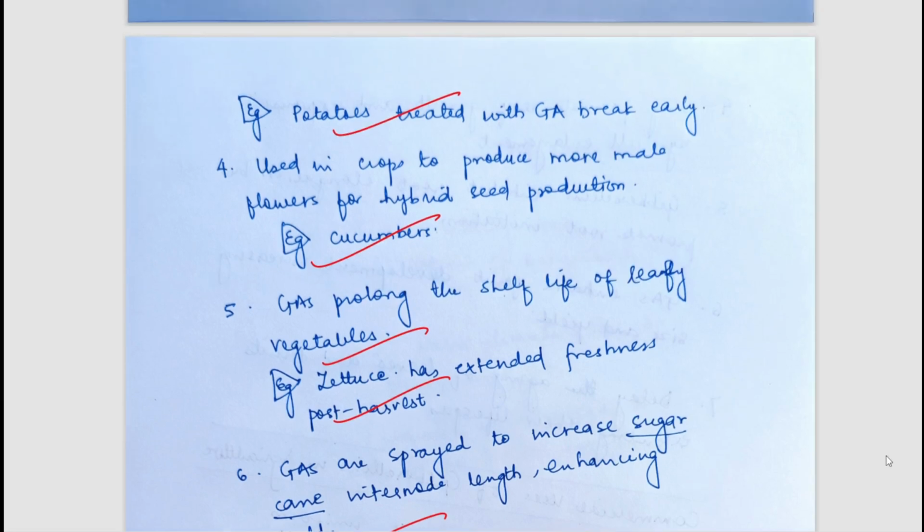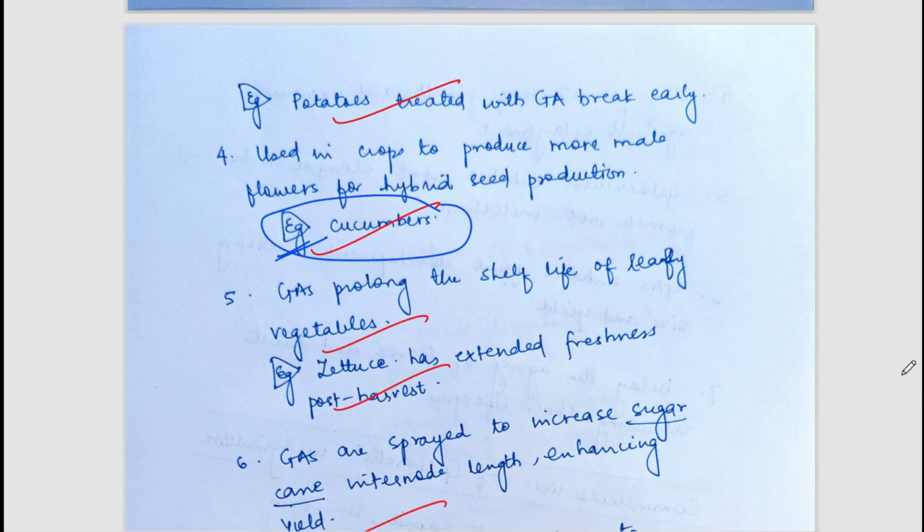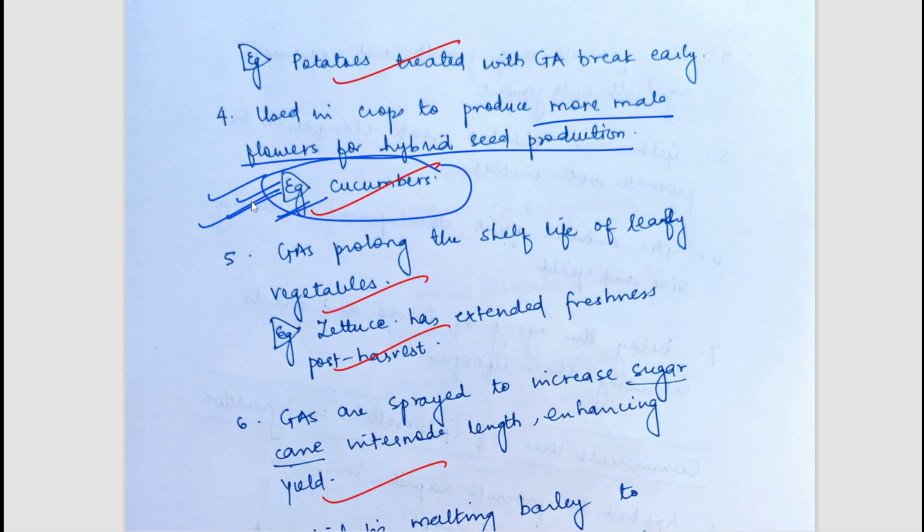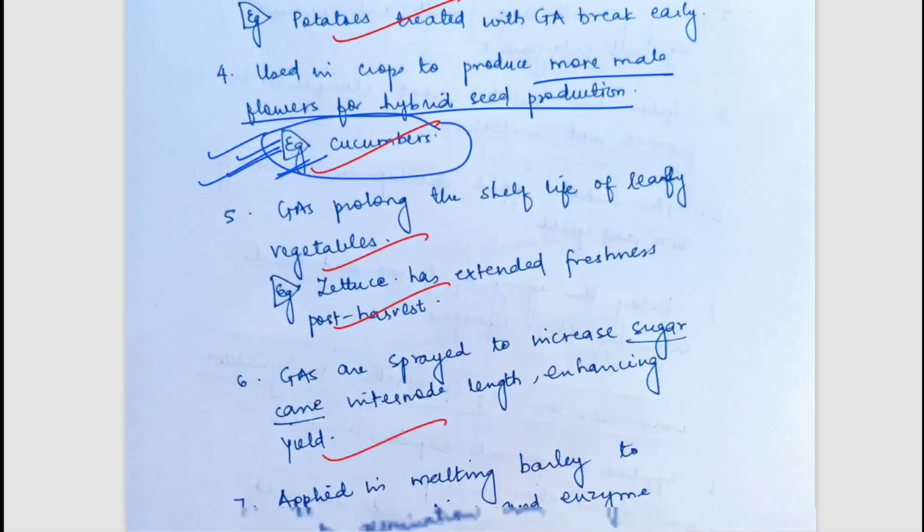I think some varieties could be mentioned here, or you can give some more specific examples. For example, you can see an example of cucumber has been mentioned. So specificity has to be introduced, how it is helping in cucumbers. Although it is mentioned that it can produce more male flowers for hybrid seed production, and it is fair, still you can write some specific things also. But it is good. Okay, it is fair. You can write like this.